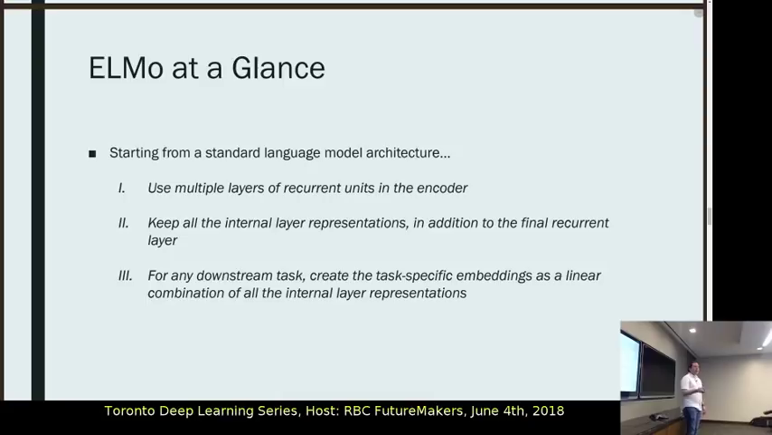This is the entire paper on one slide. What was the third one? For any downstream task, this is about customization of the embedding for a task. Sentiment analysis is very different from grammar induction, or even two sentiment analysis tasks in different domains. This gives us an easy, simple, and very computationally cheap way of customizing this model for each task. So essentially you keep multiple layers as your representation and do linear combinations of those.